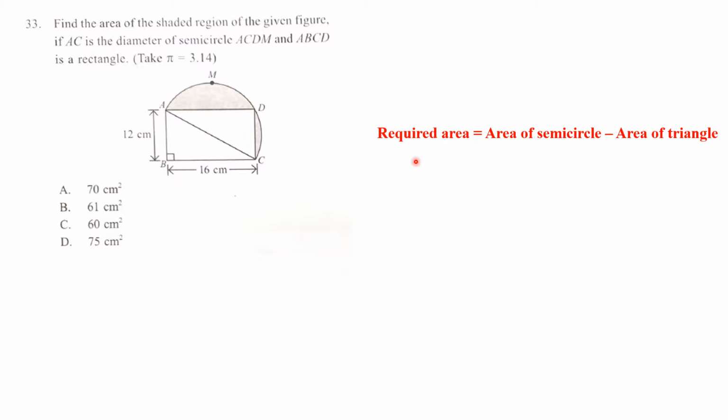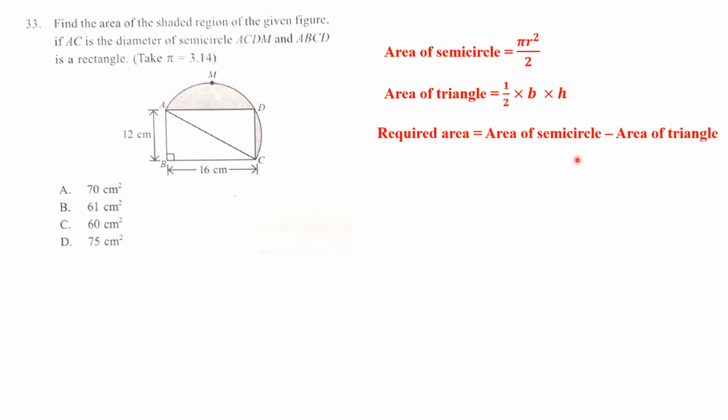So I can say that the required area is the area of the semicircle minus the area of the triangle. Now what is the area of a semicircle? Area of a circle you know, right? Area of a circle is pi r square. So a semicircle will be just half of it, so pi r square by 2. Now the area of a triangle, as it is a right angle triangle, will be half into base into height, right? So from here, you know the formulas.